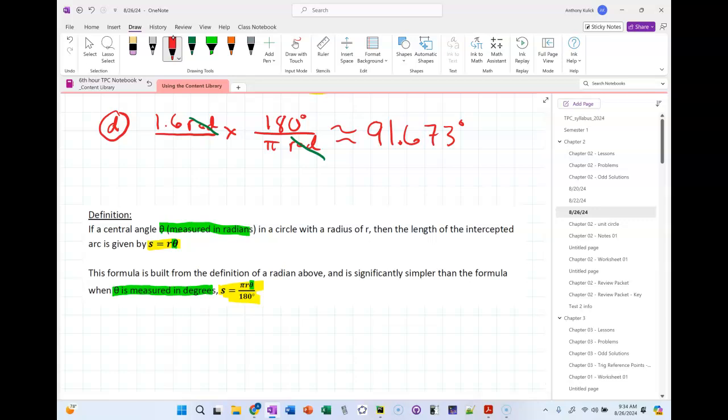So we just have two formulas. The trick is making sure you're choosing the correct formula. What's going to tell you which formula to choose? How the angle is measured, right? If it's measured in radians, I'd use the first formula. If it's measured in degrees, I use the second formula. That's it. They're both measuring arc length in a circle.